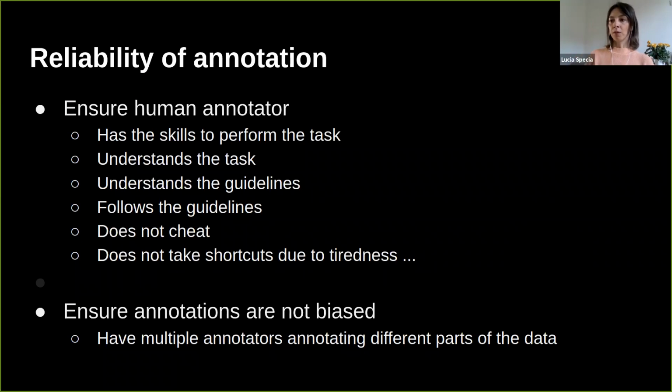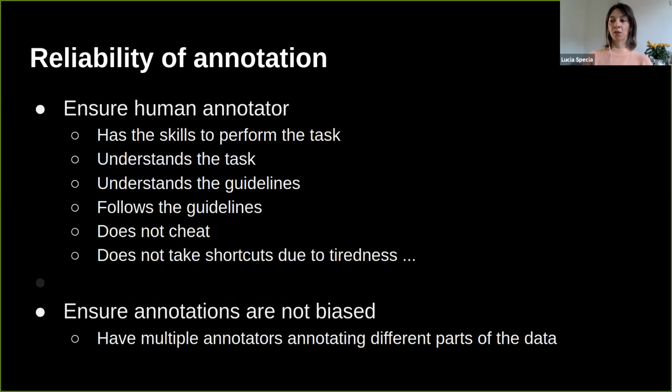Generally, when we're creating data, we obviously know that we have to try and ensure reliability of the annotation. An important factor there is certainly the quality of the human annotators who are creating the annotations. This involves several questions that we have to answer. Does the human annotator have the right skills to perform the task? Do they understand the task and the guidelines? Can they follow the guidelines? Are they potentially cheating, especially with crowdsourcing? Are they taking shortcuts, mainly due to tiredness, and so on? And there are various related questions here.